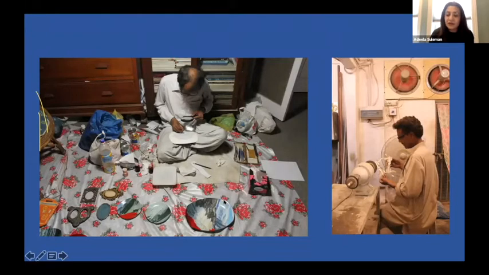I have done embroidery pieces before, 8, 9 years back, but now I think I'm fully into it. Mrs. Smile has been guiding me in terms of how I can work more on them and how I can make them better. This is Yunus Bhai and Rafiq Saab.